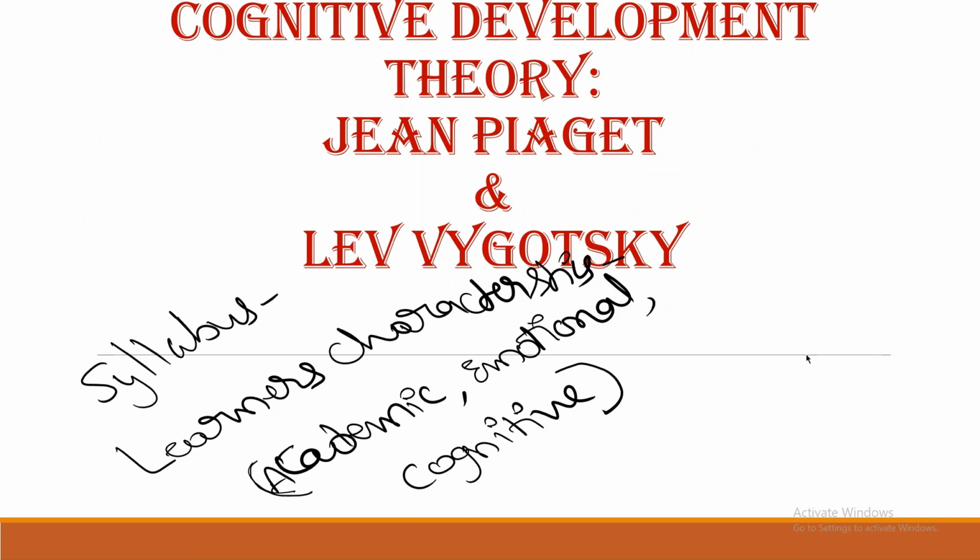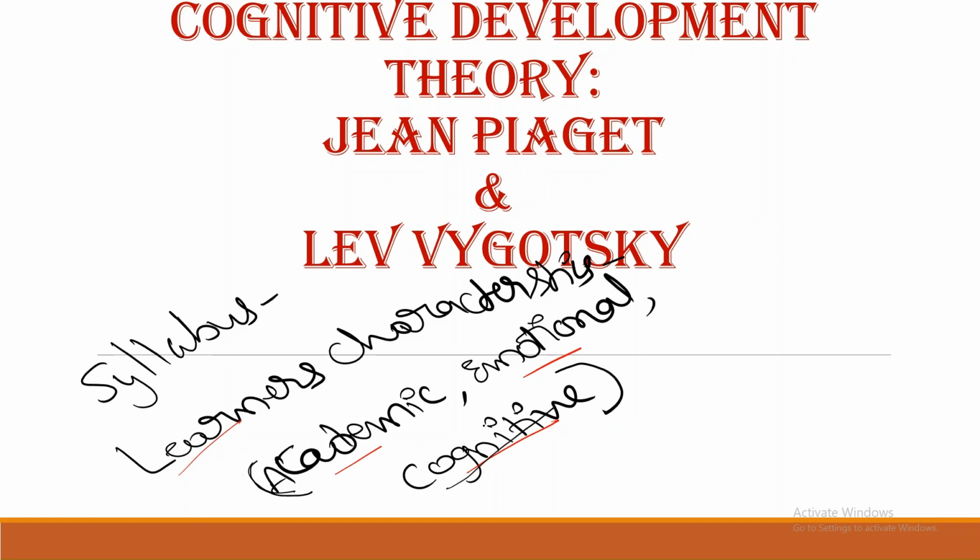Today we are going to discuss cognitive development theory proposed by Jean Piaget and Lev Vygotsky. This comes under UGC NET Paper 1 teaching aptitude, where learners' characteristics are academic, emotional and cognitive. See, learners have different characteristics: academic, emotional and cognitive. Today we are going to discuss only cognitive characteristics.